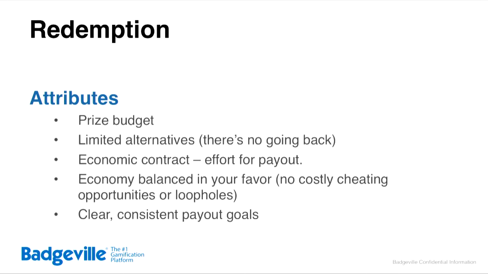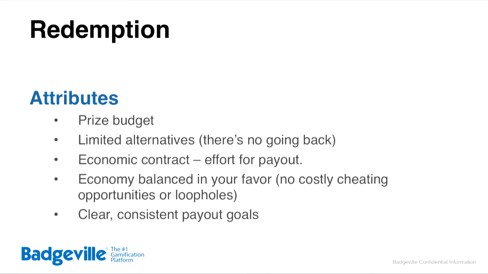So attributes: you need a budget. I say limited alternatives because there's kind of no going back. Once you start paying people to do something, if you take that money away, they're going to flip out. It's a funny thing about introducing money to a situation. People don't miss money they never had, but they sure miss money that they do have.